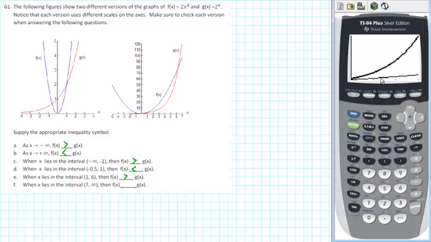We see that the regular graph of f is below the thick graph of g, and therefore f of x is less than g of x when x lies in the interval from 7 to infinity.